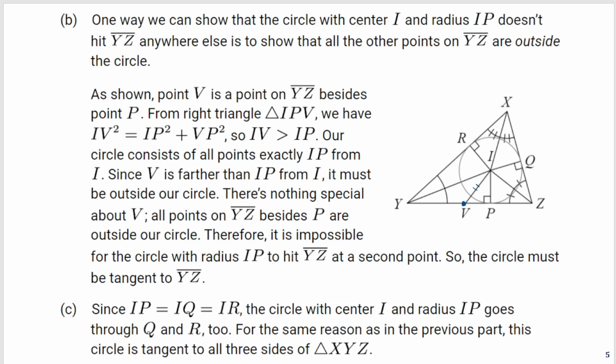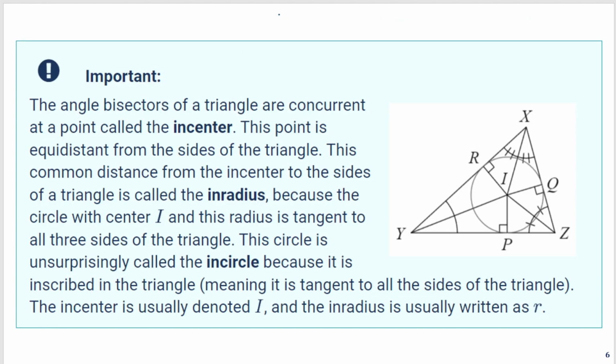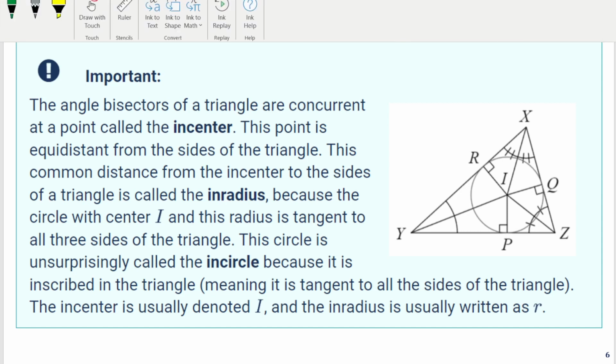Did you get it? So this is an important property of the intersection of the three angle bisectors of a triangle. So let's have a look at the summary here. The angle bisectors of a triangle are concurrent at a point called the incentre. So this point I is called the incentre. This point is equidistant from the sides of the triangle. This common distance from the incentre to the sides of a triangle is called the inradius.